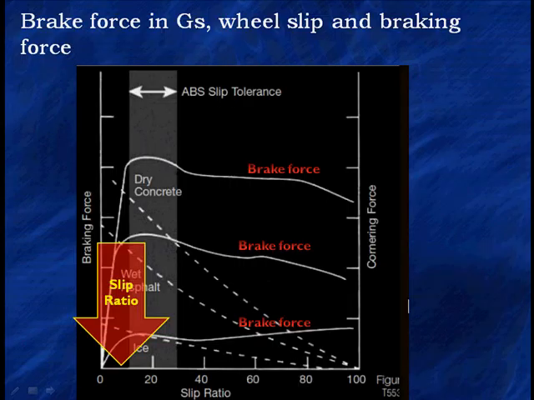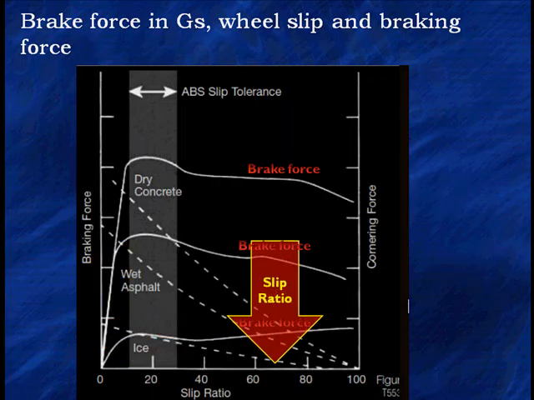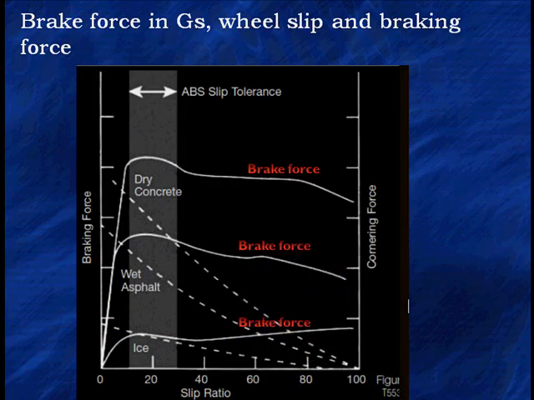We're going to look at this chart. It has a number of items. First, along the bottom is the slip ratio. That's how much slippage we have. The higher we go, 100% slip is a full skid.